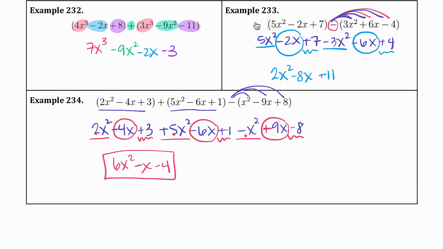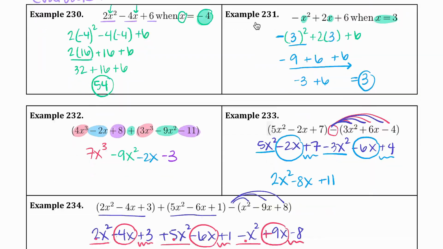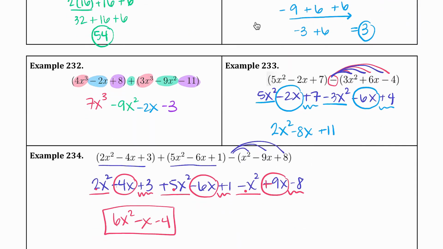So that is how we work with polynomials. We can evaluate them if we know the value of their variables, or we can also add and subtract them pretty much just by combining like terms.